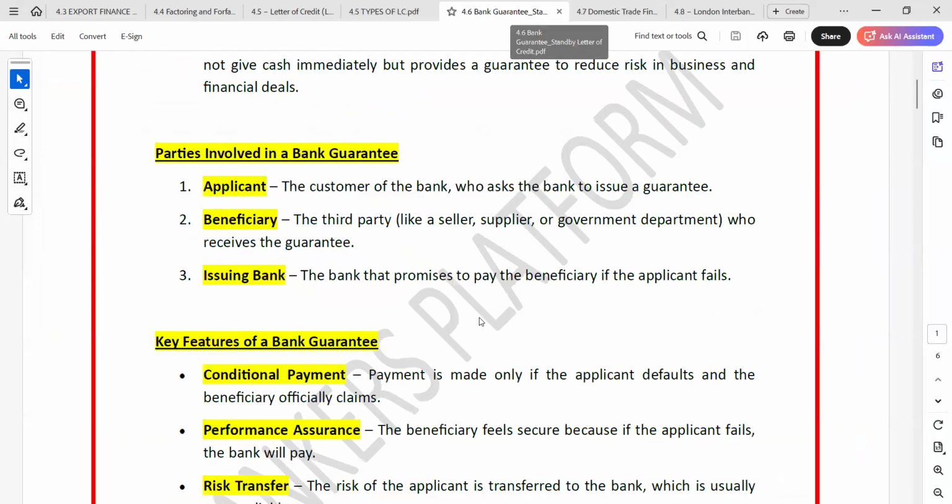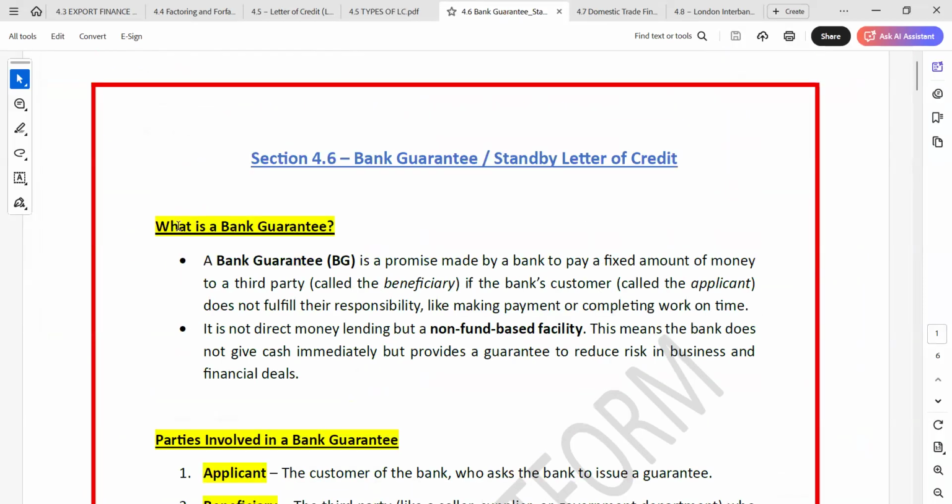So here is 4.6. 4.6 is bank guarantee and standby letter of credit. This we will be discussing in the next video.